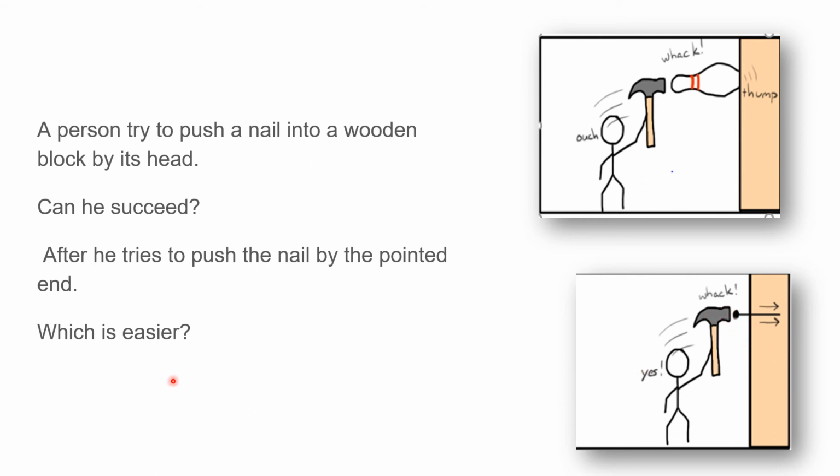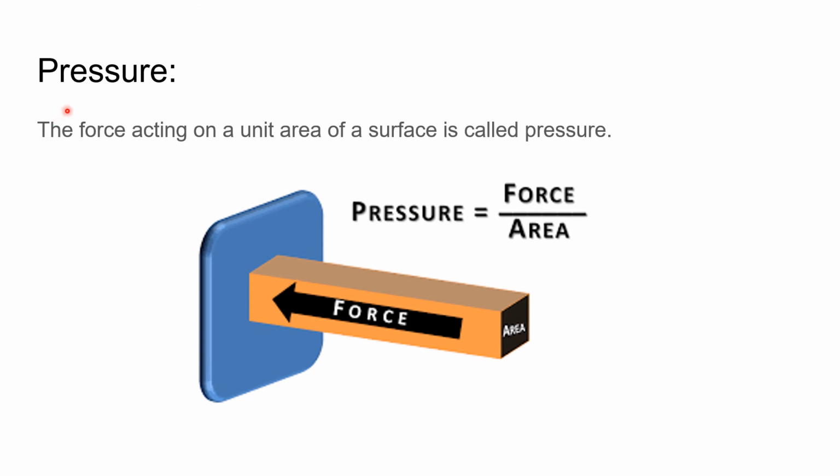And which one do you think is easier? Of course, it is the second one, because the pointed end is quite sharp, so it will penetrate the wooden block very easily when a good amount of force is applied on the head of the nail. So now this concept is what we are going to discuss in detail further. And this force applied on the top of the head of the nail gives rise to pressure.